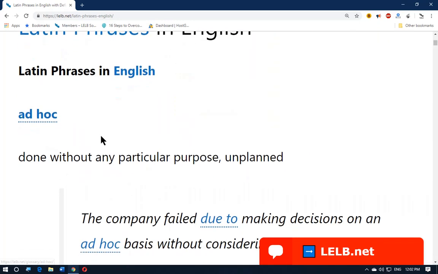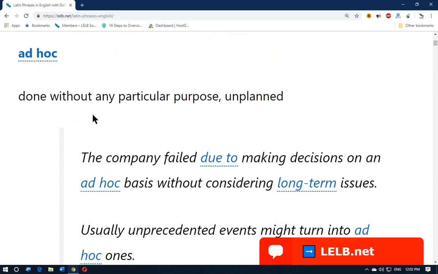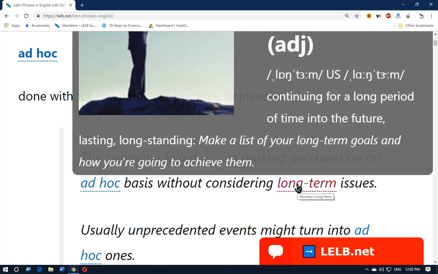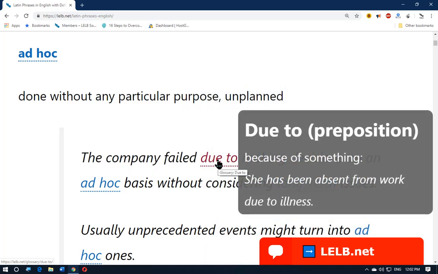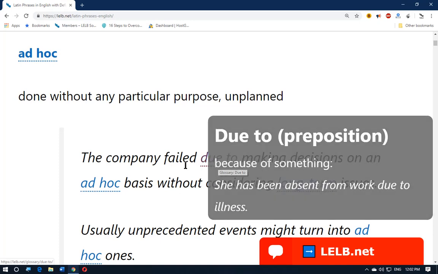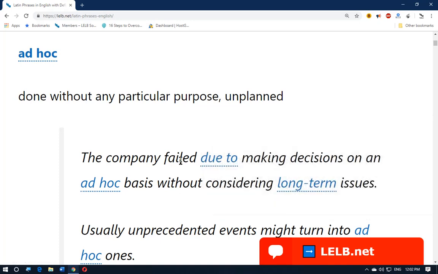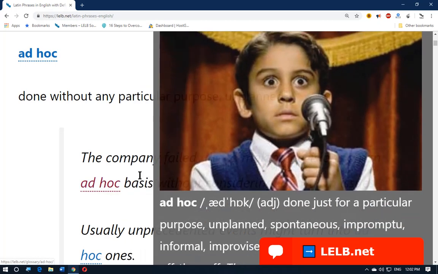Okay, so done without any particular purpose and unplanned. For example, the company failed due to making decisions on an ad hoc basis without considering long-term issues. Long-term means the opposite is short-term. Okay, so due to means because of something.